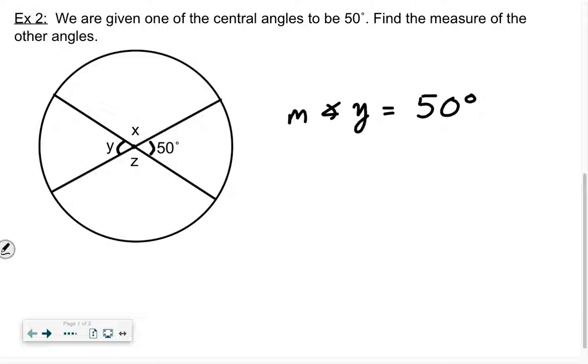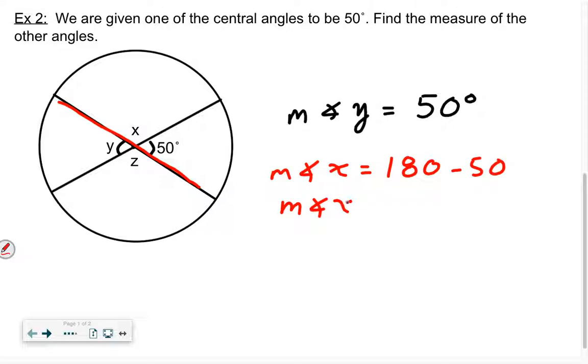And lastly, we have to find the measure of angle x and z. If we focus on finding the measure of angle x, notice that the 50 degrees that they give us and the measure of angle x form a straight line, which means that angle x and the 50 are supplementary. And we know that there's 180 degrees in a straight line. So the measure of angle x is going to be equal to 180 minus that 50 degrees, which is 130.